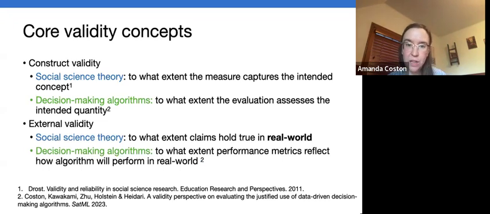And the other core validity concept that's relevant to the challenges we've been talking about is external validity. External validity typically asks to what extent claims hold true in real-world settings. So when you're thinking about a study that was done in controlled settings, you want to know to what extent those findings are externally valid for the real world. And then if we map that to our decision-making setting, we're asking to what extent metrics reflect how well the algorithm will perform in real-world settings.